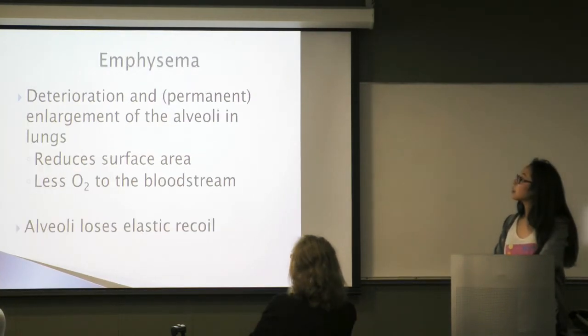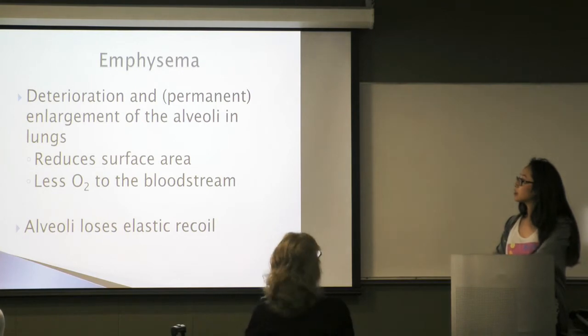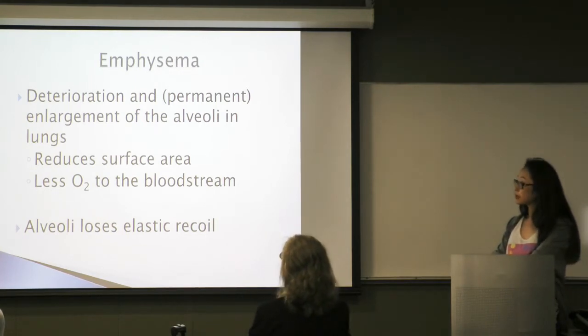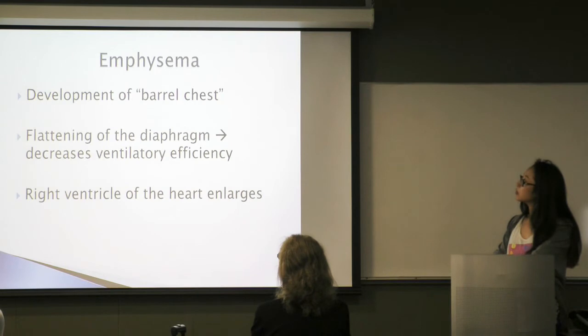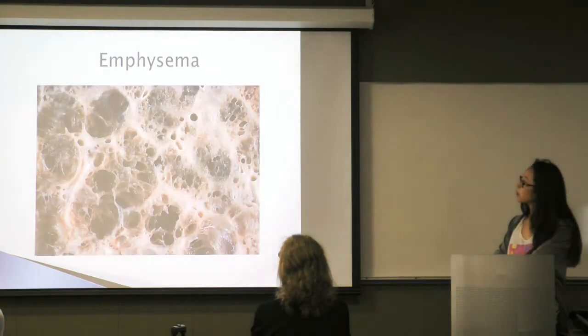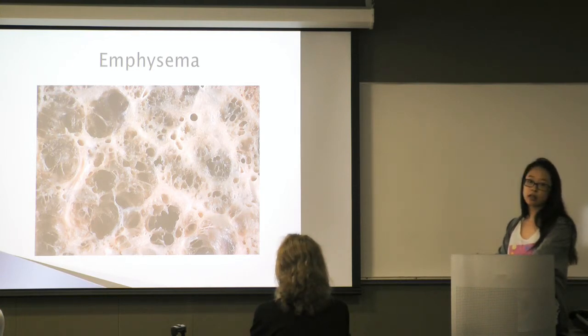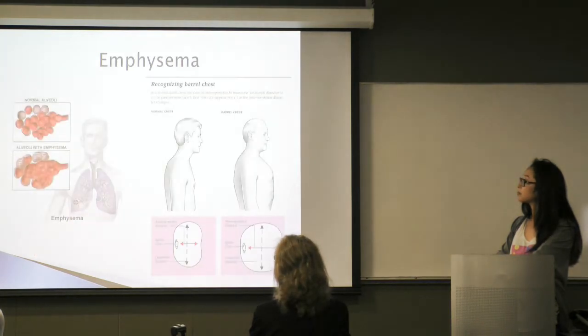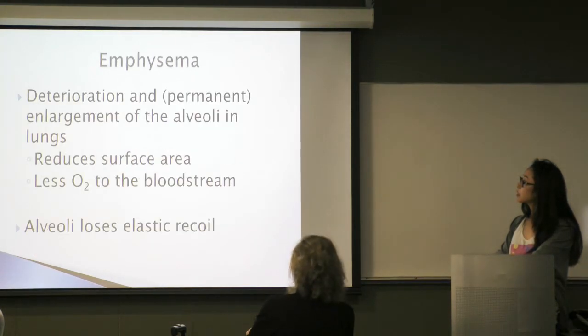All right, so first I'm going to talk about emphysema. So this is a deterioration and permanent enlargement of the alveoli in the lungs, those little air sacs. So I'm going to skip to the picture here that I found. As you can see, there's disintegration in the alveoli, so there is going to be less opportunity for the most efficient, optimal gas exchange to happen. And yeah, less oxygen to the bloodstream.